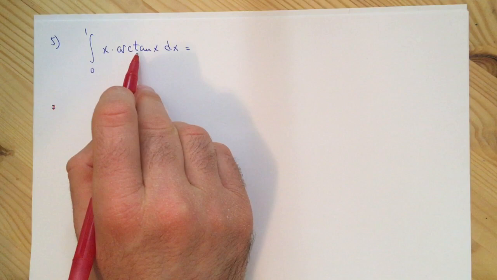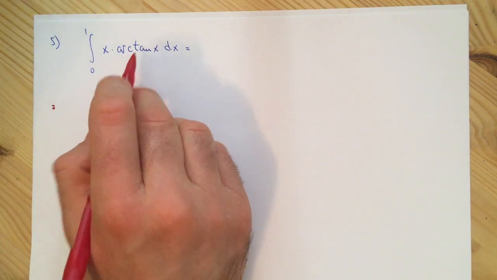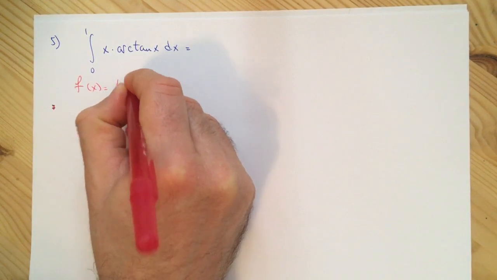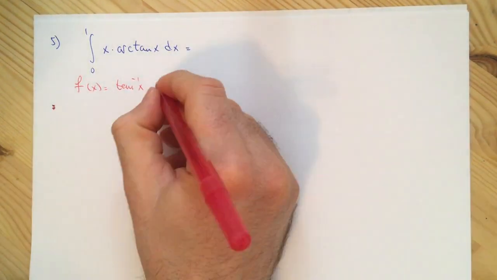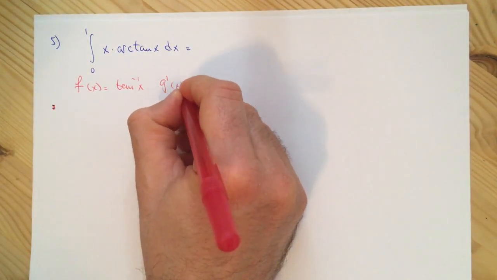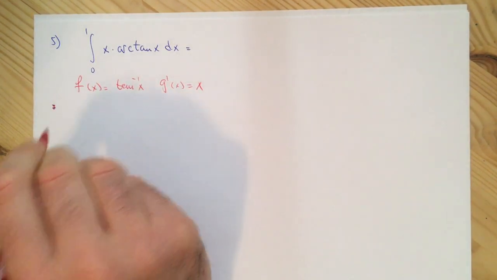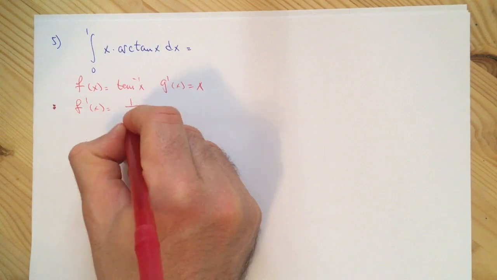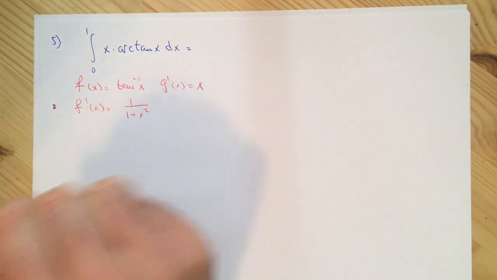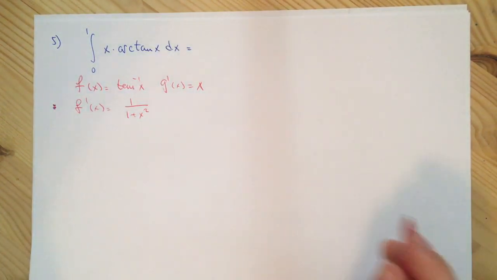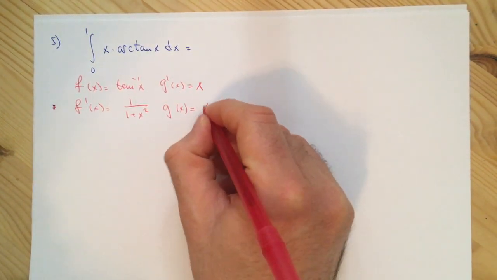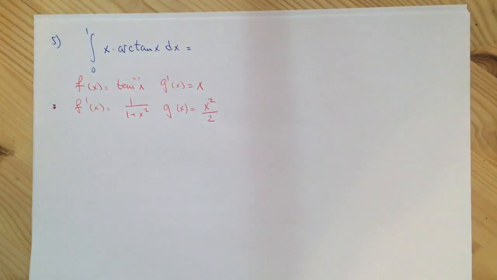Okay, so we definitely don't want to find the integral of arctangent, so we're trying f of x is equal to arctangent of x, and g prime is equal to x. Then f prime is going to be 1 over 1 plus x squared. You can see how many times we just used the inverse trigonometric functions, and then g of x is the integral of g prime, which is x squared over 2.